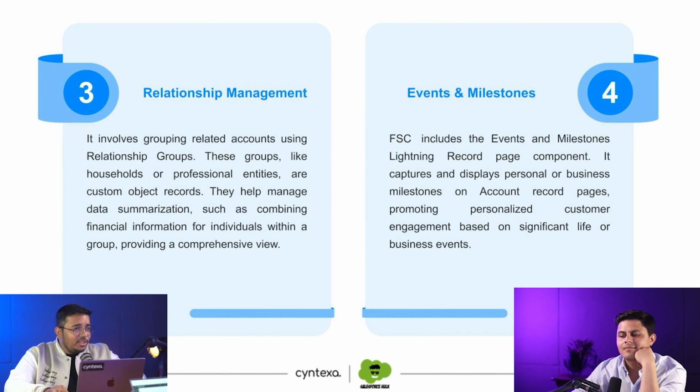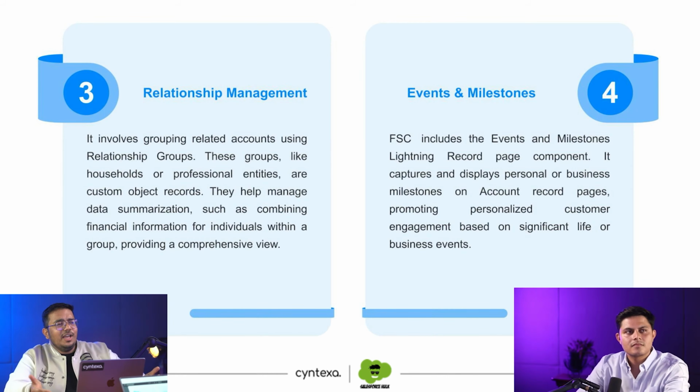Then comes events and milestones. This is a way to track the milestones and events that have happened in a person's life, or in any business. For example, for a person, it could be that they got married, had a kid, bought a car, or bought a home. We can track all of that. Then we have business milestones such as an executive change, launching a new product, collaborating with a particular brand, or receiving an award. We can track all of that and automate things accordingly.